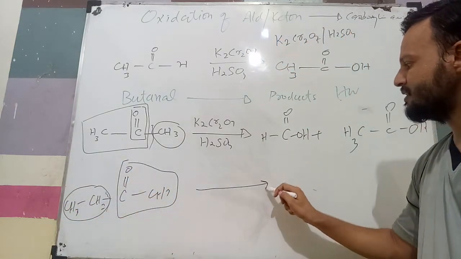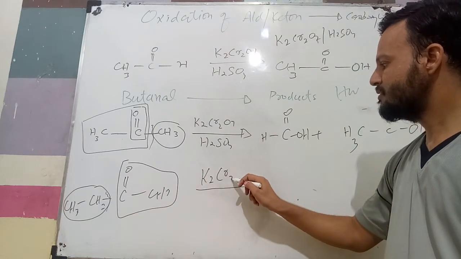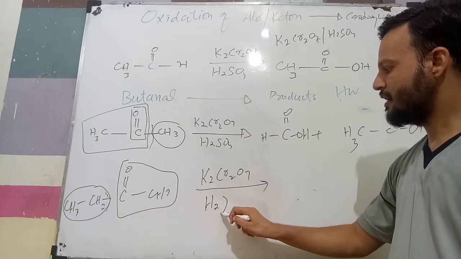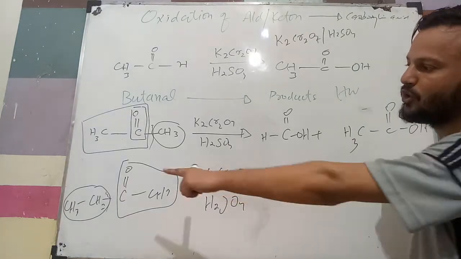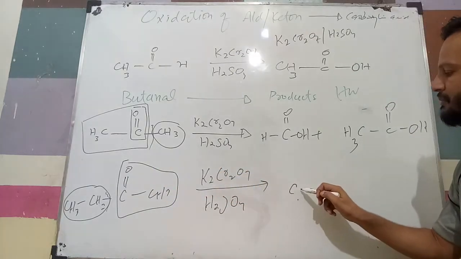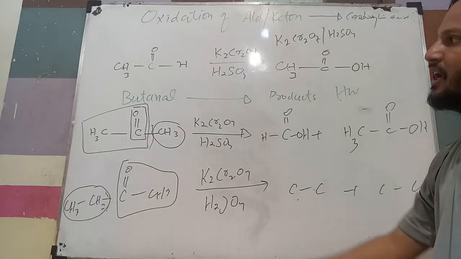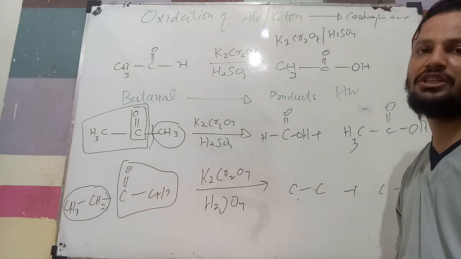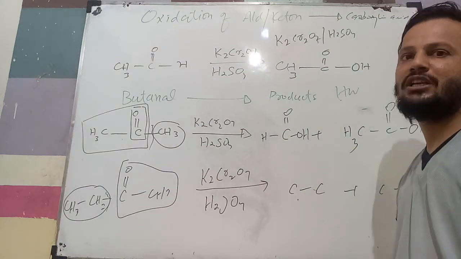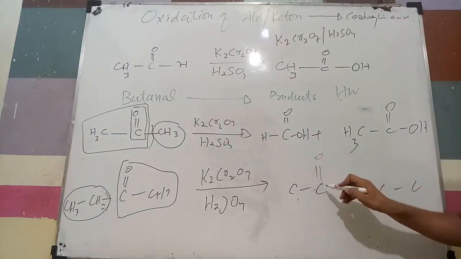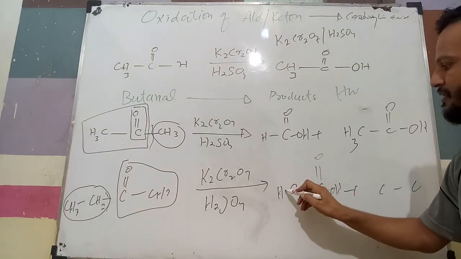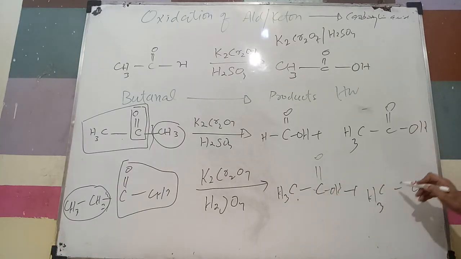Again the same conditions we have, K2Cr2O7 and H2SO4. 2 carbons on this side, 2 carbons on this side. Just draw these 2 carbons, plus, and just draw carboxylic acid in each case. Whether it is oxidation of aldehyde or oxidation of ketone, in each case we have carboxylic acid on our product side. Double bond oxygen, OH and CH3. CH3, double bond oxygen and OH. Right? These are certain examples of oxidation of aldehydes and ketones.